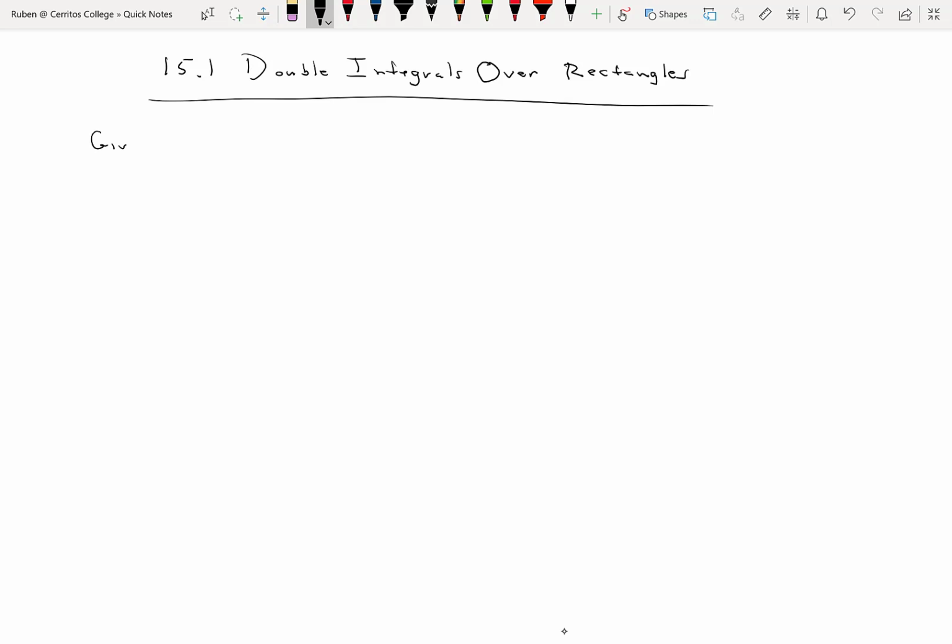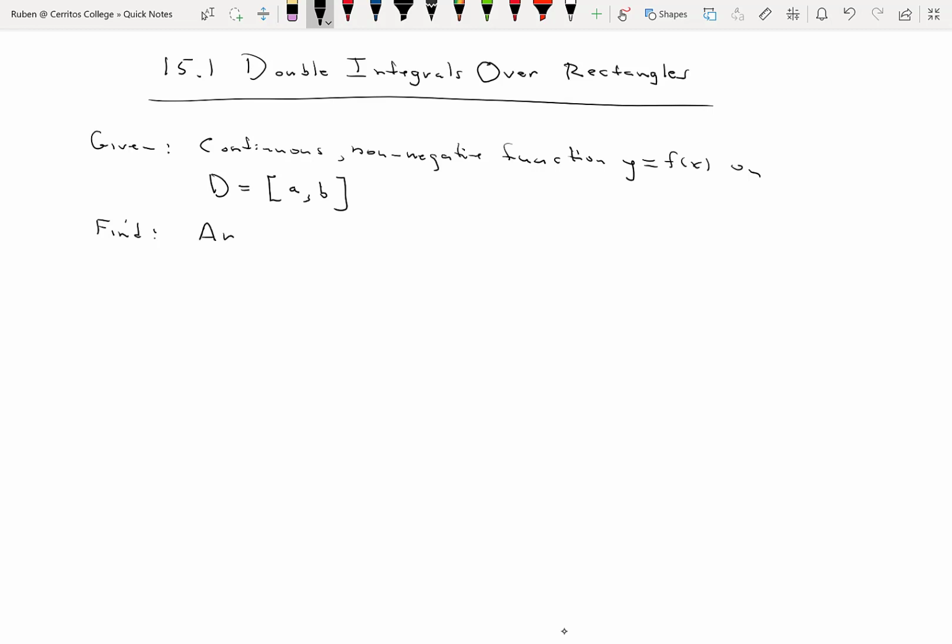So given a continuous non-negative function, let's say y equals f of x, on the closed interval [a, b]. The fundamental problem in Calc 1 that led to the definite integral was to find the area under f of x lying above the closed interval [a, b]. So find the area under y equals f of x lying above the domain [a, b].